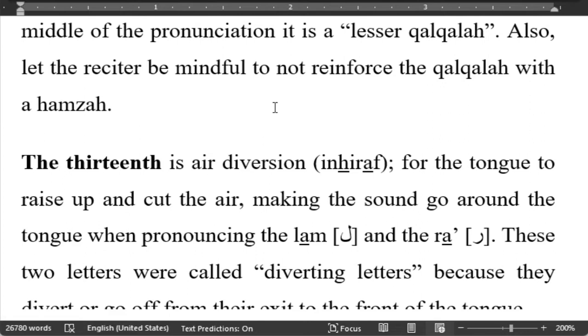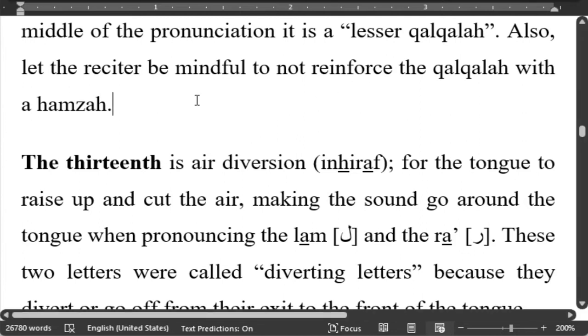And also, among the things that will affect your recitation is sins. So if you are consistently obedient and reciting, then inshallah your recitation will be good. But if you're sinning and reciting, you might find some imperfections in your recitation.